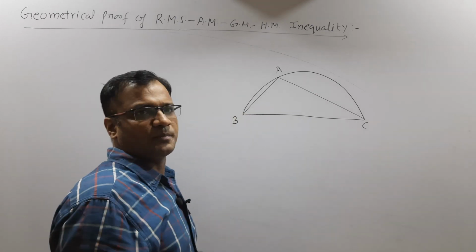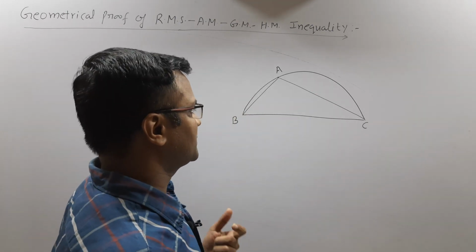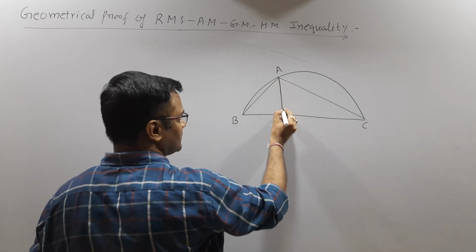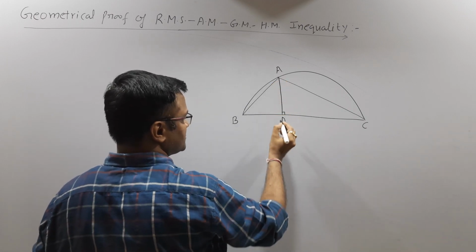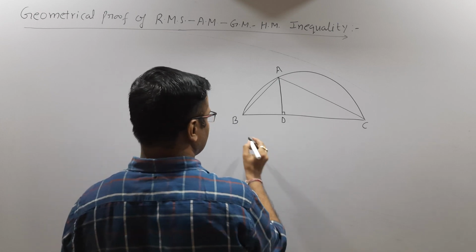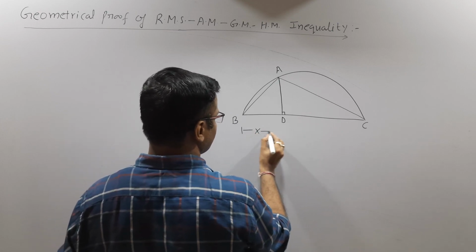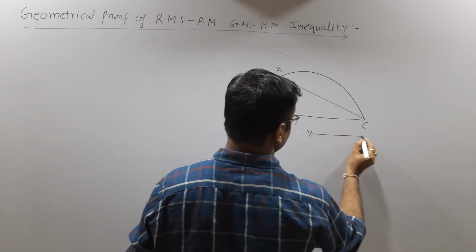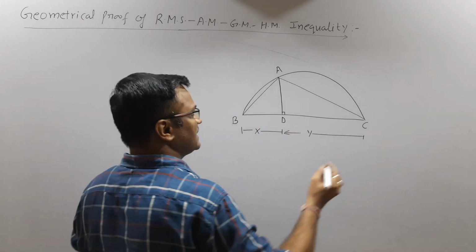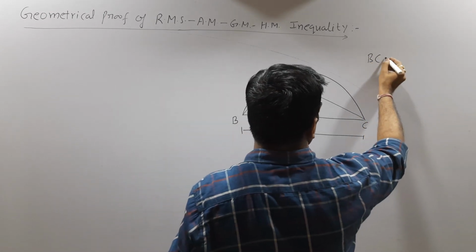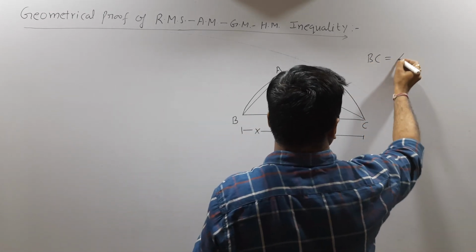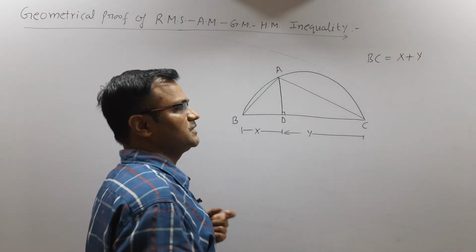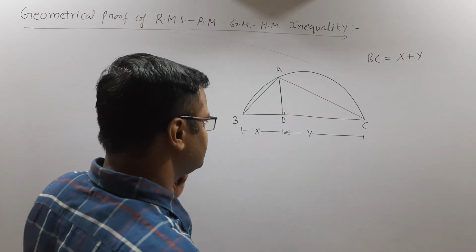Now draw a perpendicular from point A to the side BC, and suppose D is the foot of the perpendicular, such that the length BD is X and the length CD is Y. So what is the length of the diameter BC? The length of the diameter is obviously X plus Y. And the radius of this semicircle is obviously (X plus Y) upon 2.